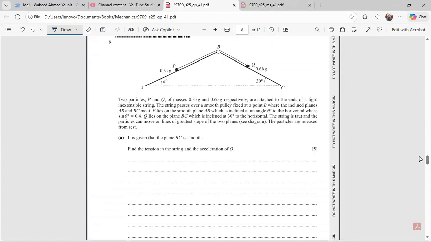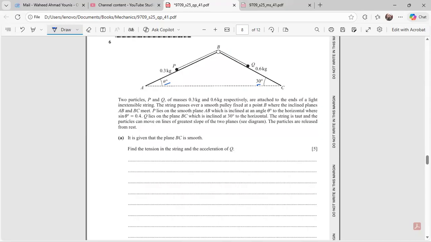Okay, from here. The scenario is that we have two weights. This is 0.3 kilogram, this is 0.6 kilogram. They're both on some inclined surface. The surfaces are frictionless. We assume this angle is theta, not known to us, and this angle is 30 degrees. The two particles P and Q, with these masses respectively, are attached to the string. We need to find the tension in the string and the acceleration of these objects.